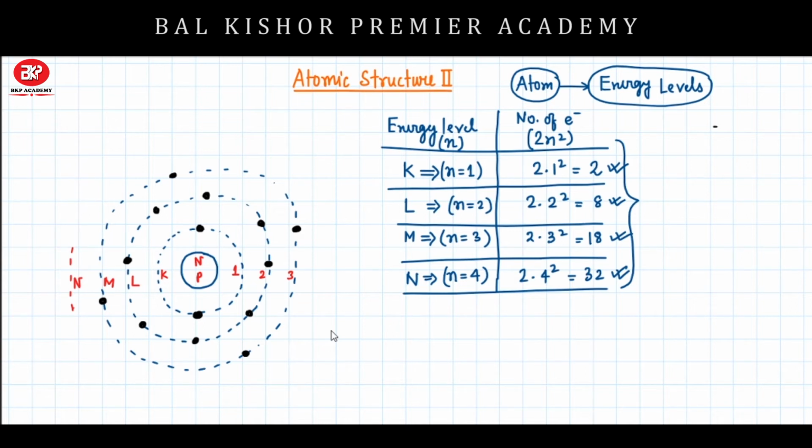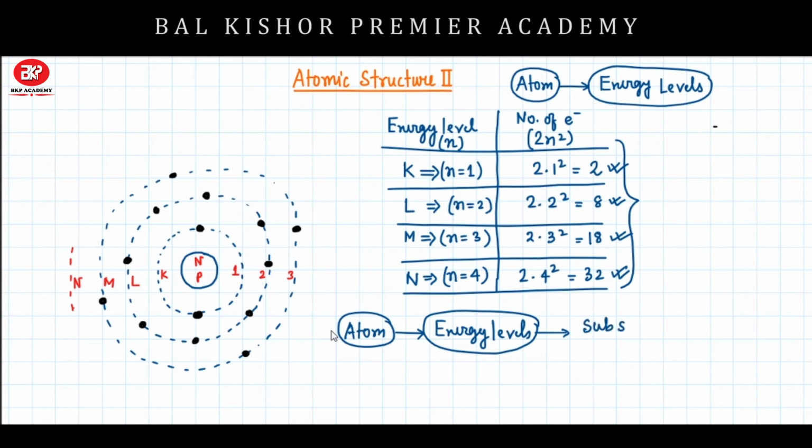Now if we further explore each energy level, we can see that an energy level consists of subcells. At first we explored the atom, and we saw that electrons exist in energy levels. Now we are exploring the energy levels, and we can see that inside the energy levels there are different subcells.